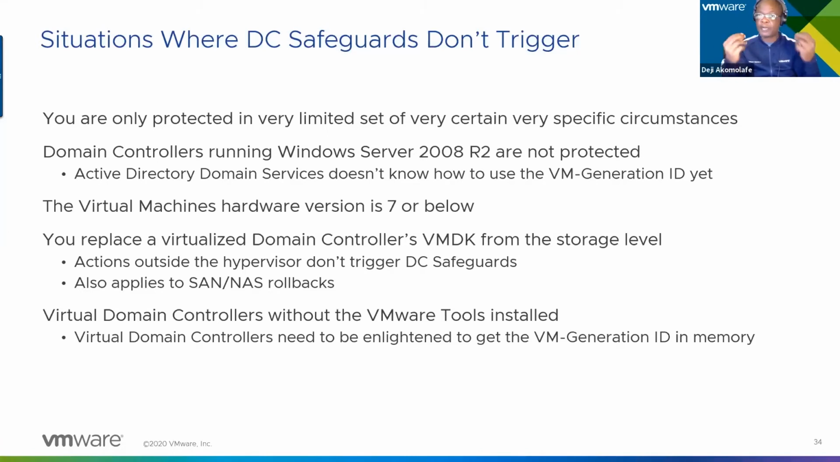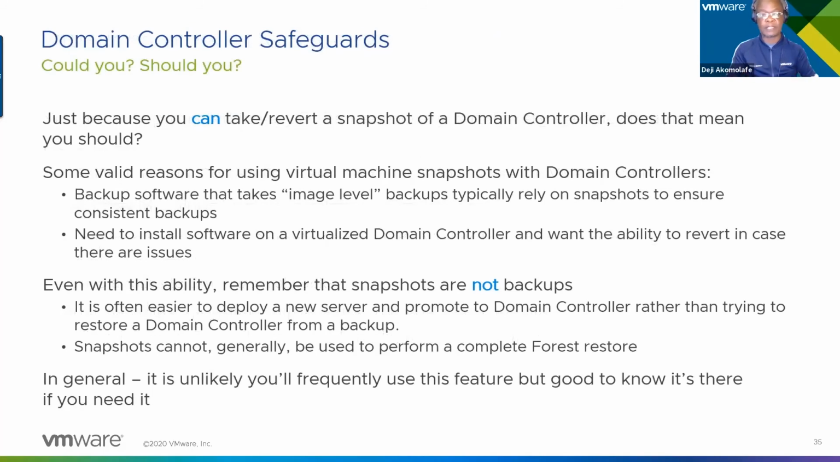The virtual machine hardware itself has to be hardware 7 or above, or if it's below, we won't surface VM generation ID. If you take a VMDK and reattach it to a VM, we won't change the VM generation ID inside the VMX file. And if you do a NAS or SAN rollback of a storage, we won't be aware of that, so we won't change the VM generation ID. If we don't change the VM generation ID and we don't surface it to the OS, no safety takes place. If you don't have VMware tools installed, we also won't be able to surface that properly.